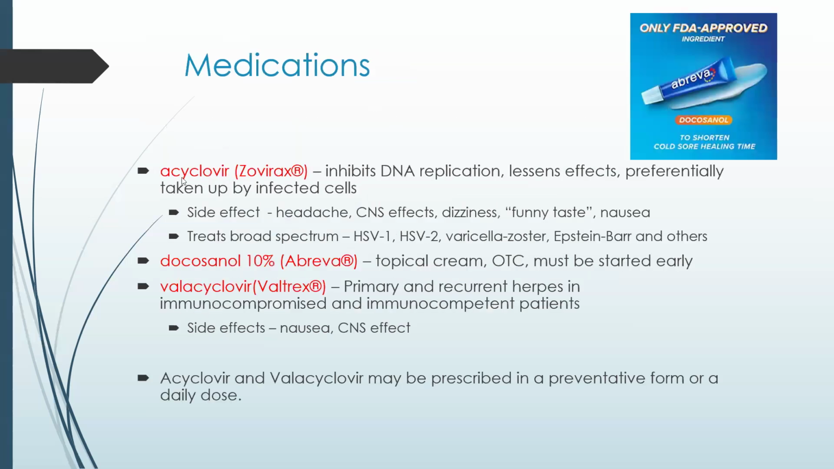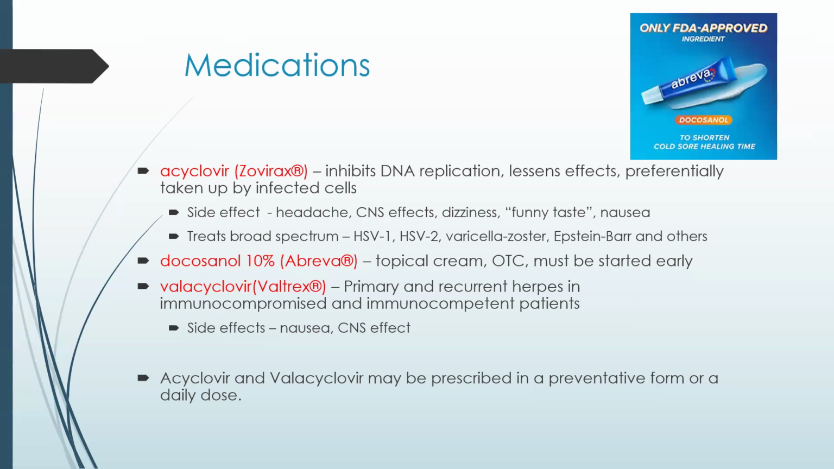Medications: acyclovir, or Zovirax, inhibits DNA replication, lessens effects, and is preferentially taken up by the infected cells. Side effects can be headache, central nervous system effects such as dizziness or a funny taste, and nausea. It treats a broad spectrum: herpes simplex 1 and herpes simplex 2, varicella zoster, Epstein-Barr, and others. So chickenpox and anything in that same family.